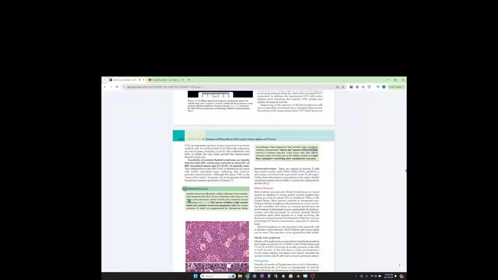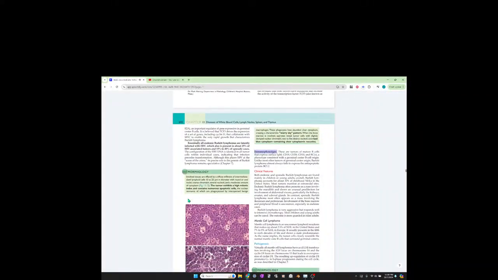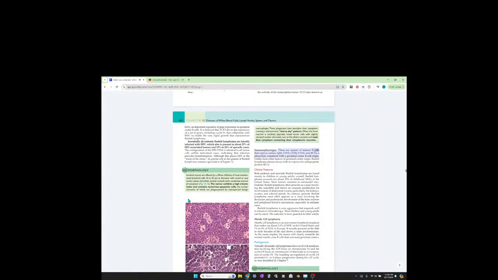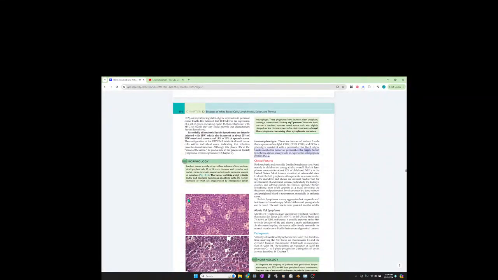When the bone marrow is involved, aspirates reveal tumor cells with slightly clumped nuclear chromatin, 2 to 5 distinct nucleoli, and royal blue cytoplasm containing clear cytoplasmic vacuoles. Immunophenotype. These are tumors of mature B cells that express surface IgM, CD19, CD20, CD10, and BCL6, a phenotype consistent with a germinal center B cell origin. Unlike most other tumors of germinal center origin, Burkitt lymphoma almost always fails to express the anti-apoptotic protein BCL2.